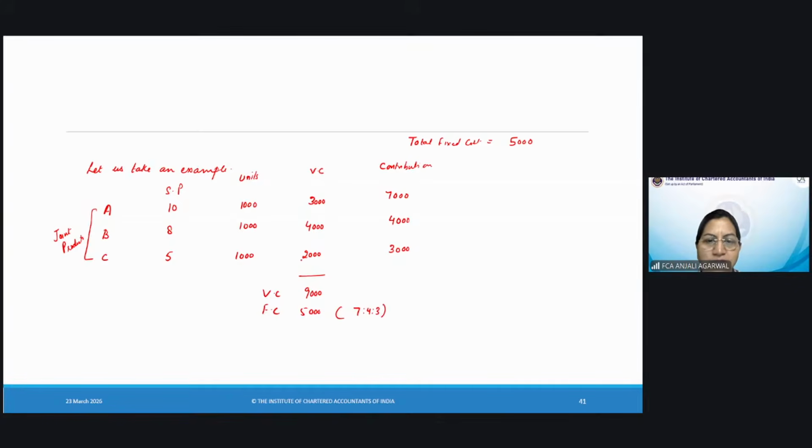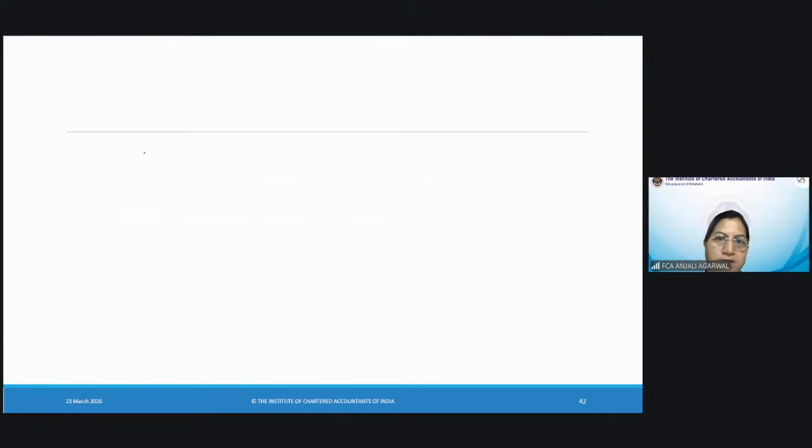However, if let's say this was 6,000, you would have got a minus 1,000 here. Then the fixed cost should be shared between A and B in the ratio of 7:4 only. Okay, that is how you take it. Variable cost can be divided amongst physical units, no doubt. Yes, variable cost can be divided.